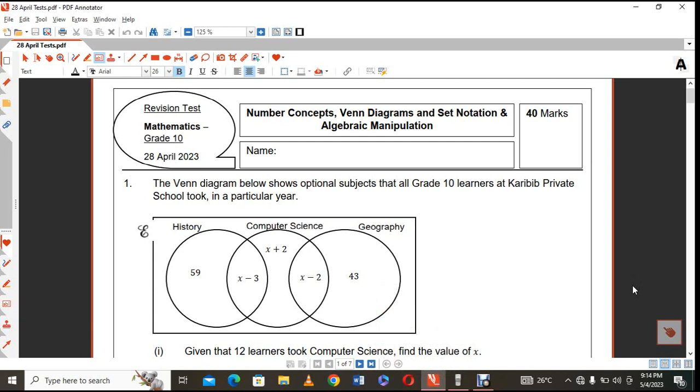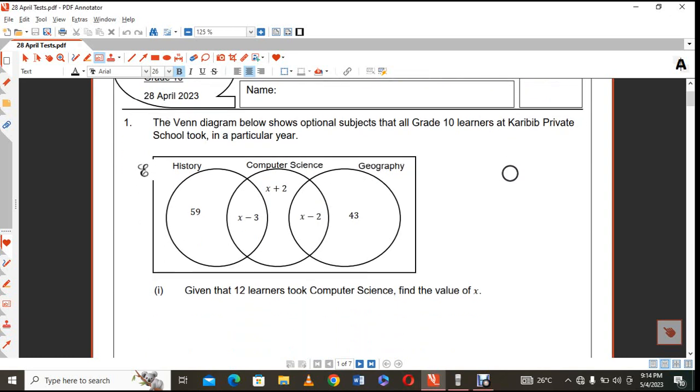So I am looking at revision questions for grade 10, grade 11s. You can also use this. I'm going to work on number concepts, some questions on Venn diagrams, some set notation, and some algebraic manipulation.